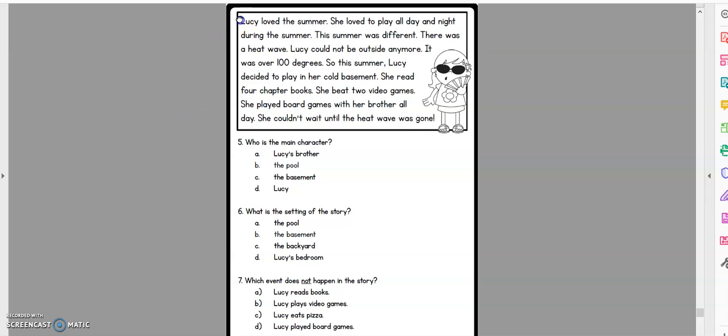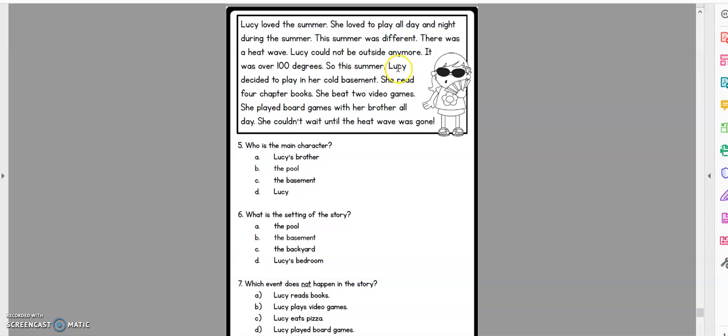So here I see Lucy. I see her name again here. So I'm thinking she's probably the main character, but let me look at my answer choices. I have Lucy's brother, I have the pool, I have the basement, and I have Lucy. So if I had to choose who is the main character, let's see if you agree with me. Write down what you think your answer would be. So who's the main character? A, Lucy's brother, B, the pool, C, the basement, or D, Lucy.